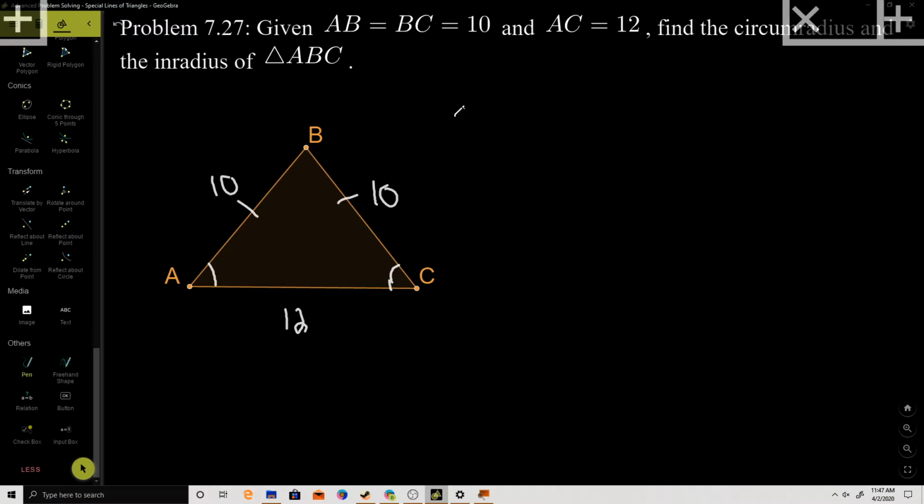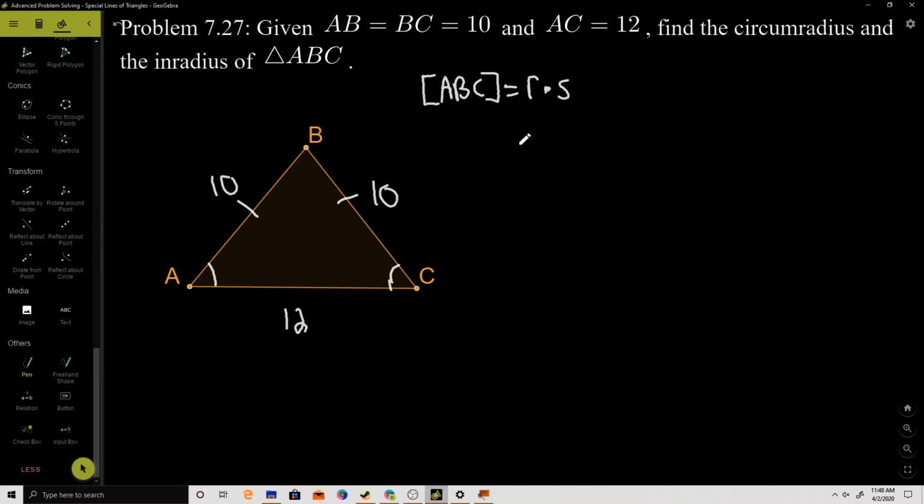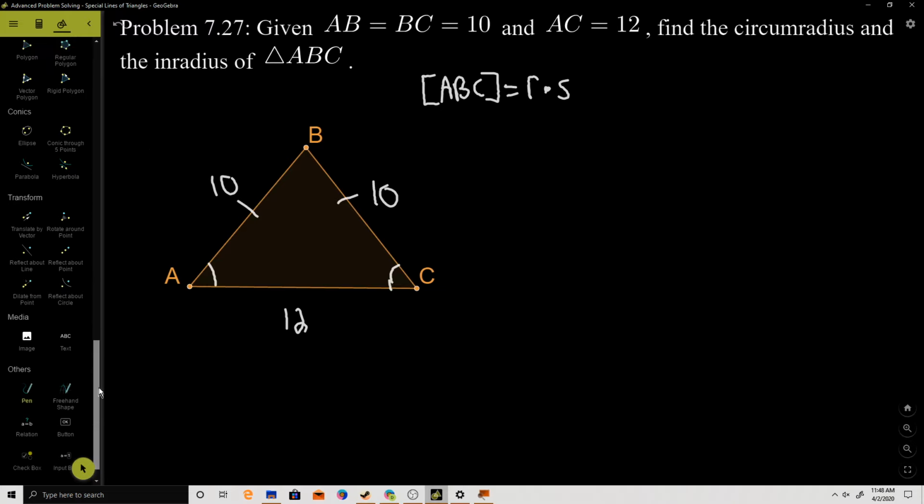Because we developed a formula when we covered the inradius, or when we covered angle bisectors, which was that the area of ABC is the inradius, R, times the semiperimeter, S. Now, if I can find out what the area of ABC is and find out what the semiperimeter is, then we can solve for the inradius. And that should be easy. I can immediately tell that I can find the semiperimeter because we have all the sides. Now I just need to find the area of ABC using our regular formula.